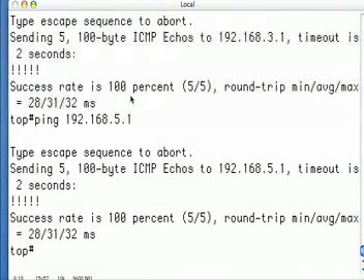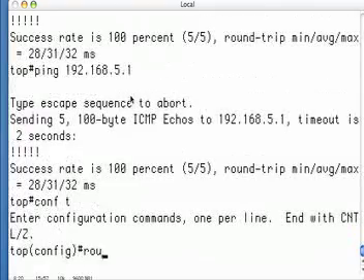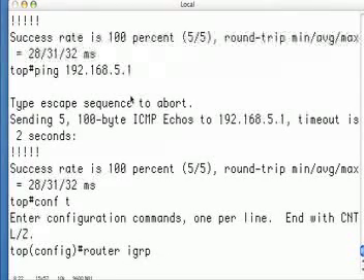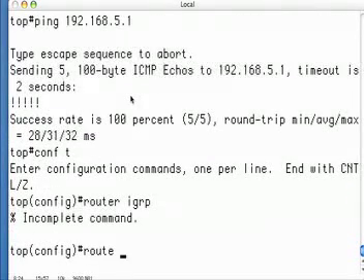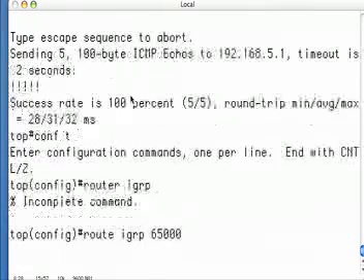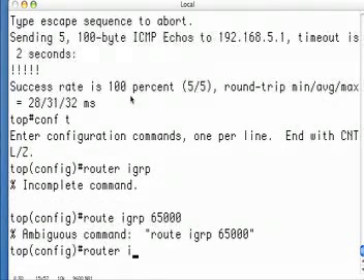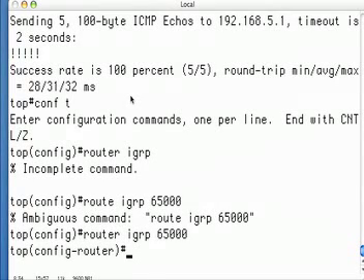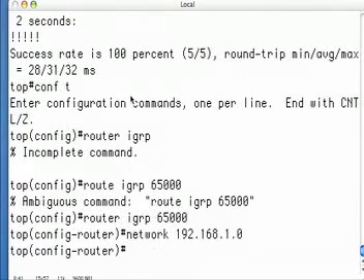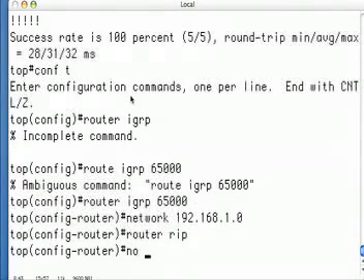Okay, let's start our migration to IGRP. So conf t, router IGRP. I need to identify my autonomous system, router IGRP 65000. And then network 192.168.1.0. Router RIP, no network 192.168.1.0.